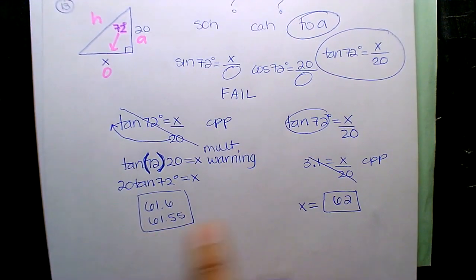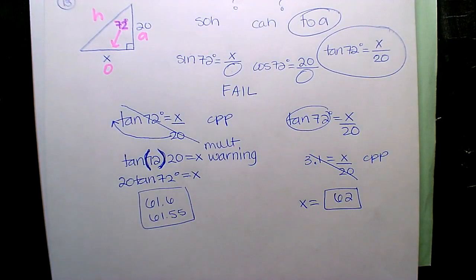So here's the deal. You're going to have a bit of discrepancy there. Why did I put times? Yeah, 3.1 times 20. No, that's right.